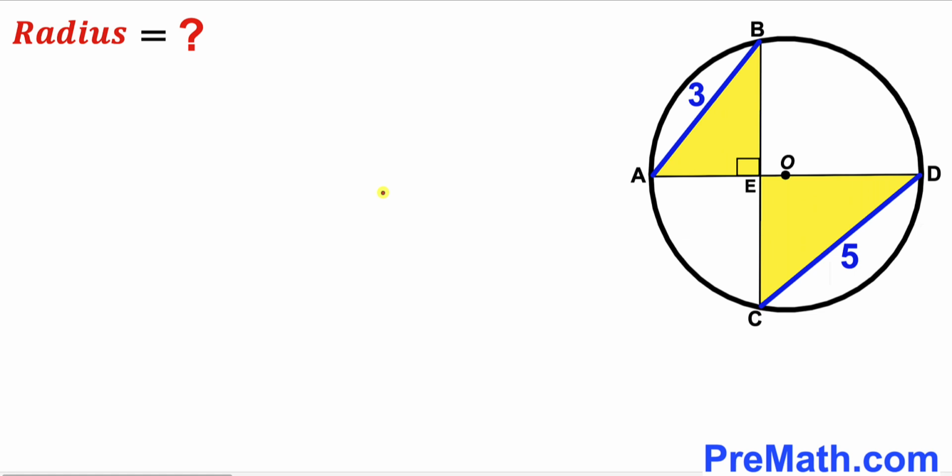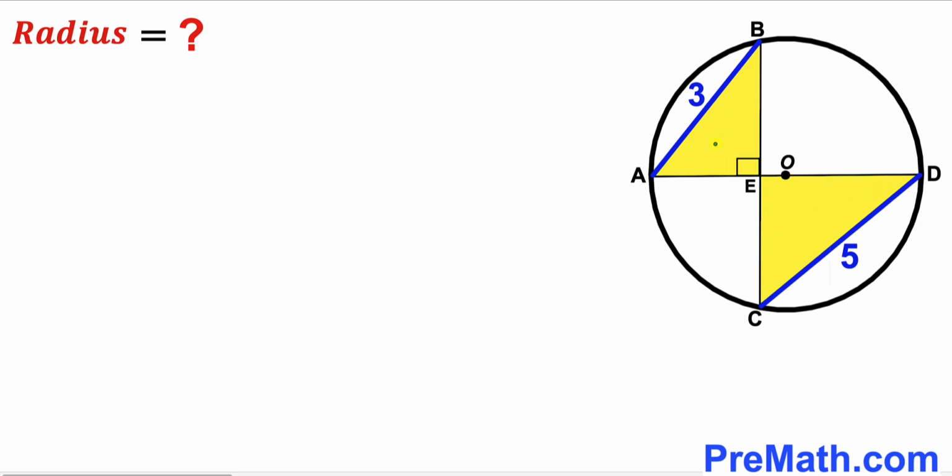Let's go ahead and get started. Here's our very first step. We can see that this AD is the diameter of this circle with the center O. So now our task is to calculate the length of this diameter AD. And we know that the diameter is always equal to 2 times the radius, lowercase r.